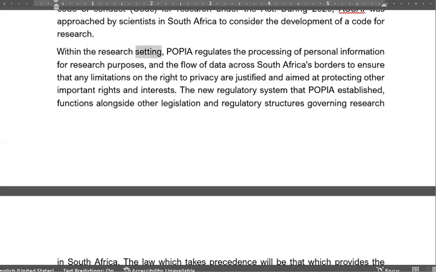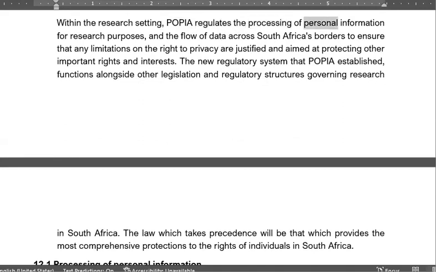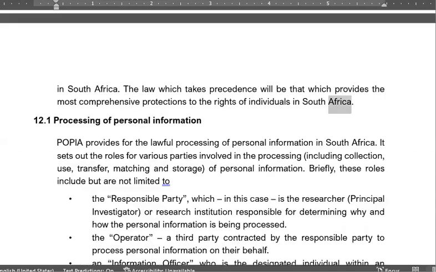Within the research setting, POPIA regulates the processing of personal information for research purposes, and the flow of data across South Africa's borders to ensure that any limitations on the right to privacy are justified and aimed at protecting other important rights and interests. The new regulatory system that POPIA established functions alongside other legislation and regulatory structures governing research in South Africa. The law which takes precedence will be that which provides the most comprehensive protections to the rights of individuals in South Africa.